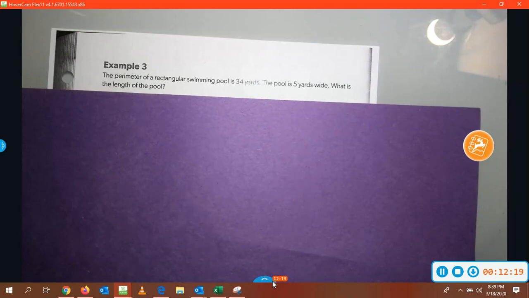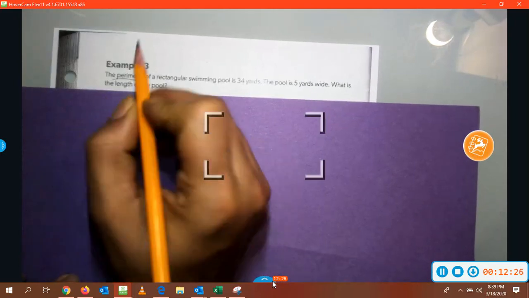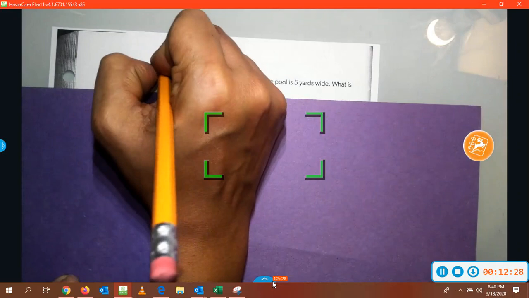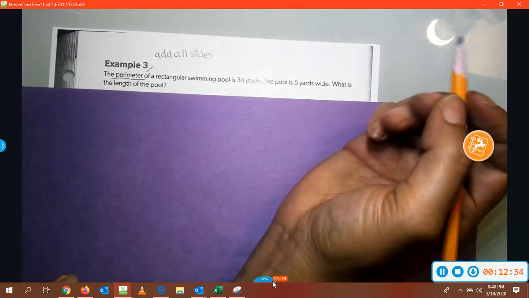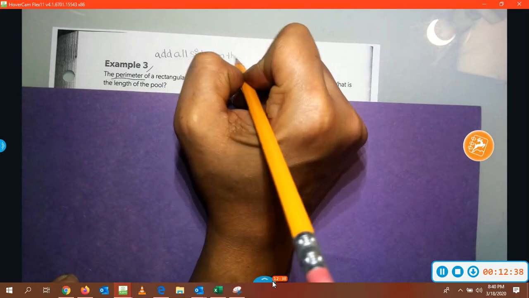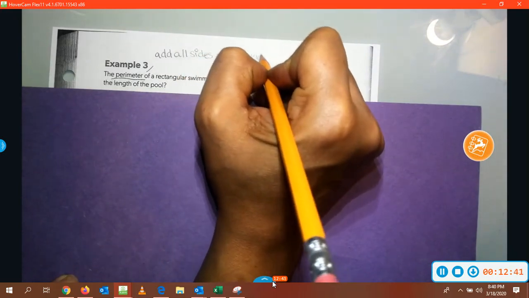Well, let's dissect this question. The perimeter means to do what? Add all sides. And they mean on the outside. Okay?